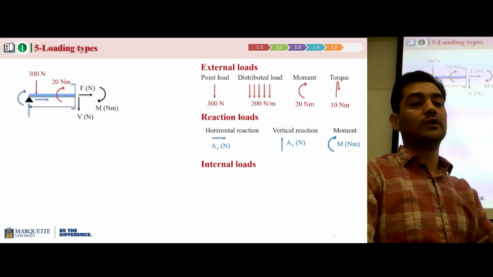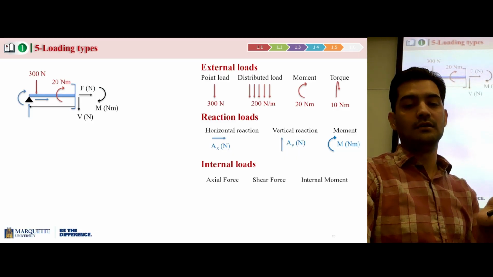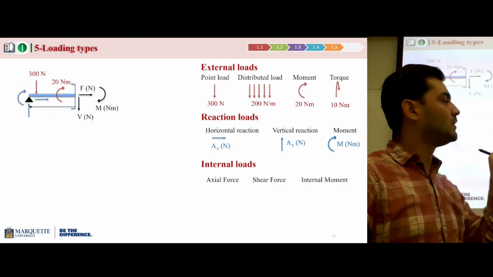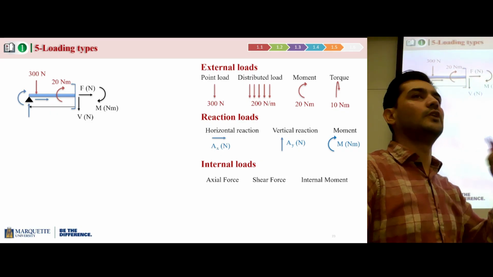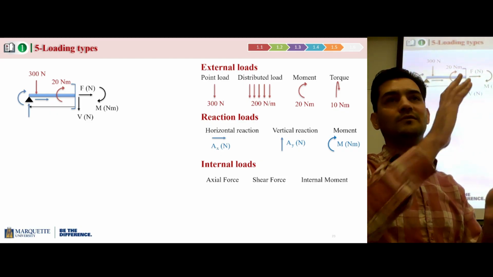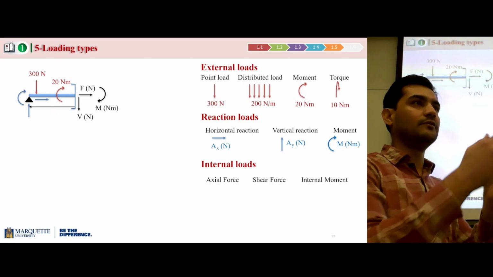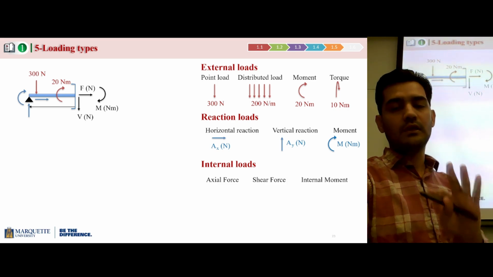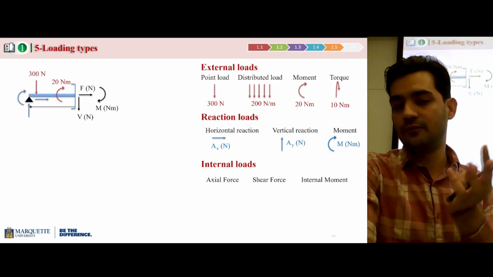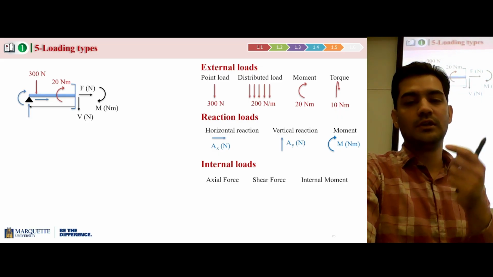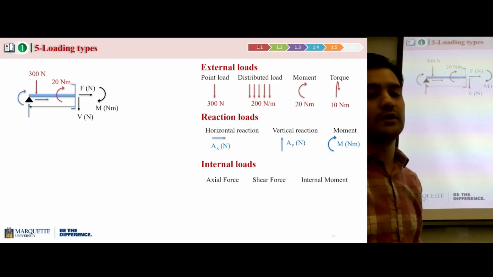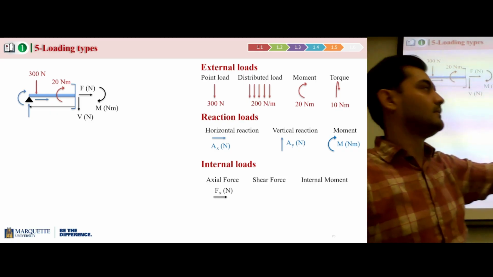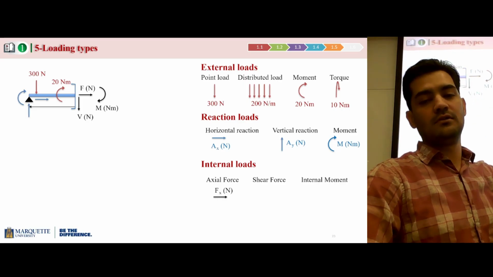For a two-dimensional problem, there are three types of internal loads. You have axial force, which I guess you were calculating in trusses. In trusses, when you were doing the method of sections, you were cutting a section, and the forces being exposed were axial forces. So you have three types of internal loads. You have an axial force, which is represented by F in this case, which is a horizontal load.